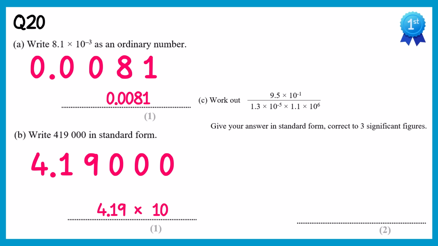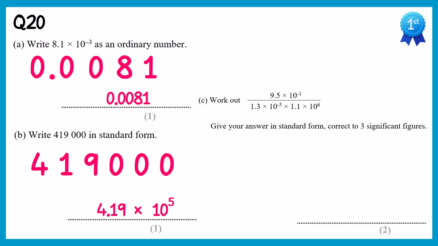Then if we multiply it by 10 once, we get 41.9, twice would be 419, a third time, a fourth time, and a fifth time. So to get to 419,000, I multiplied it by 10 5 times, so it's 10 to the power 5.